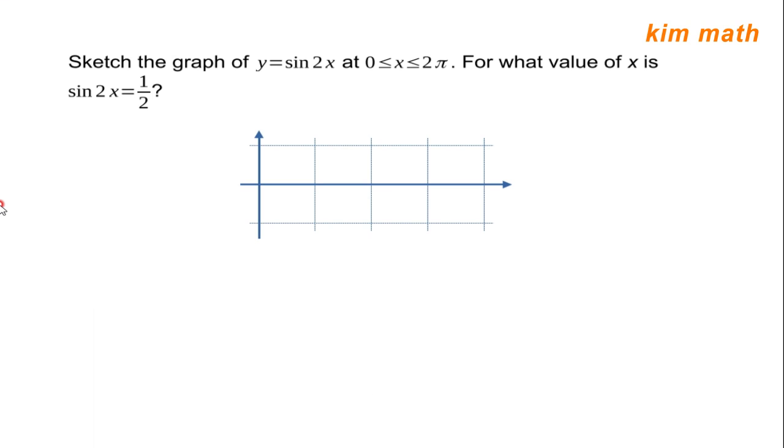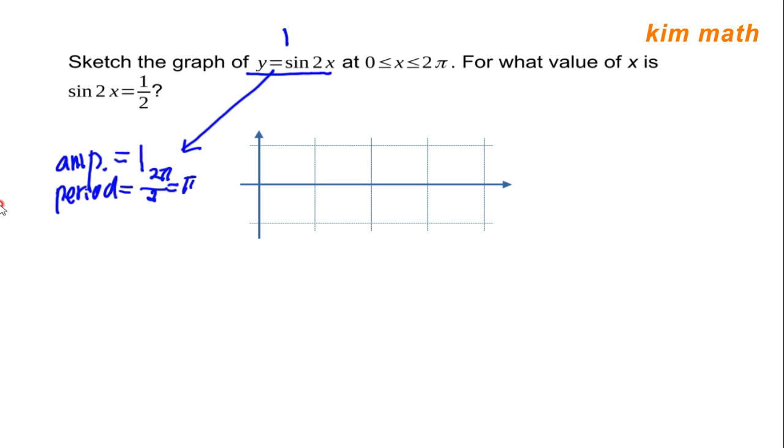Okay. Next question. Sketch the graph of y equals sine of 2x. For what values of x is sine of 2x equal to 1/2? From this, what is the amplitude? Amplitude is still 1 because of this number, right? And period is 2 pi over the absolute value of 2, which is pi. So in pi, we can complete one cycle, okay?